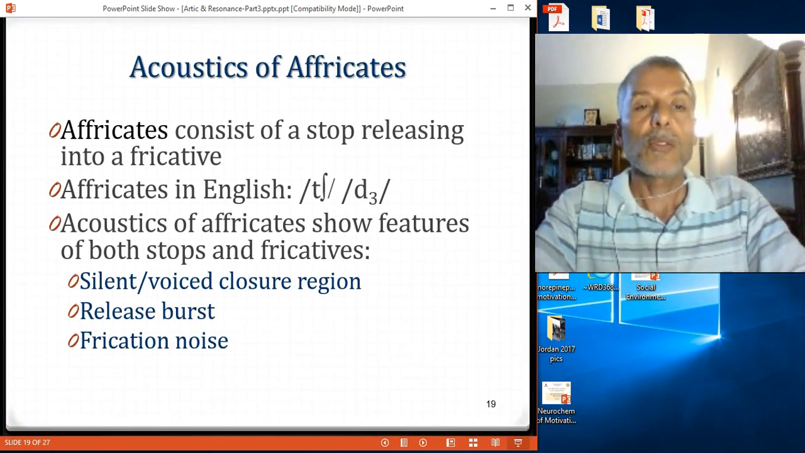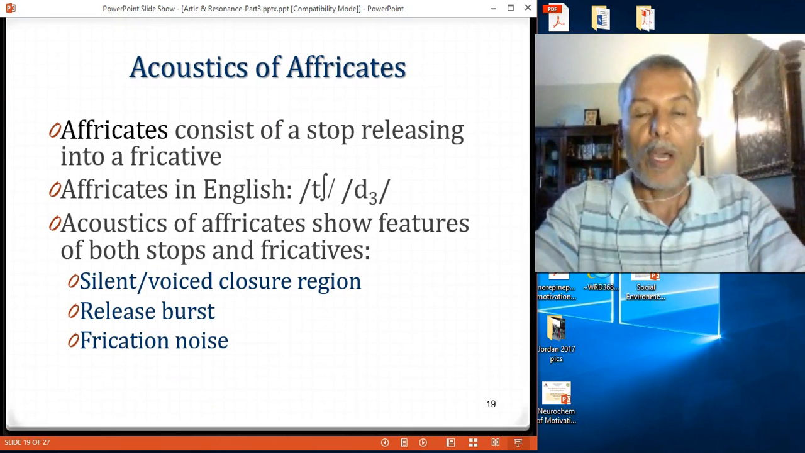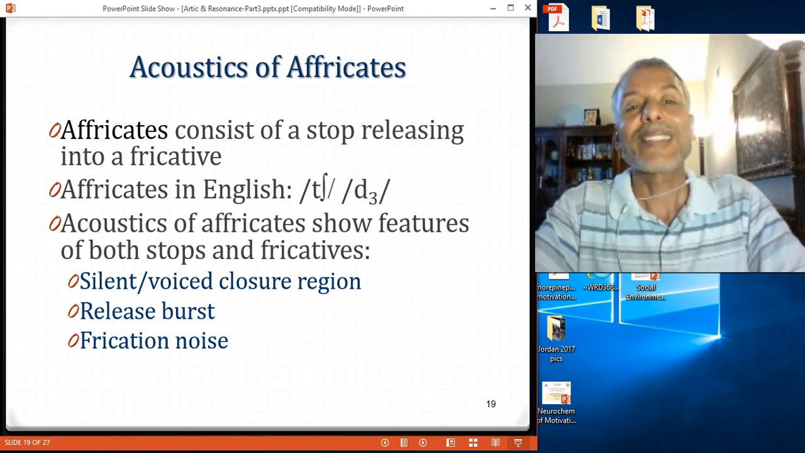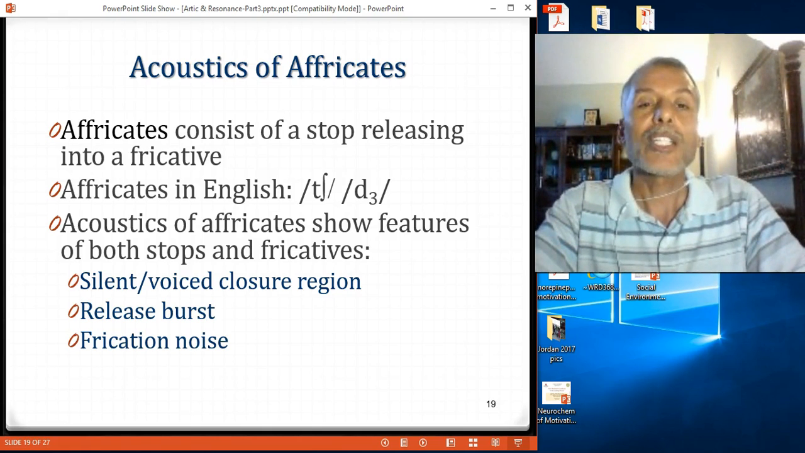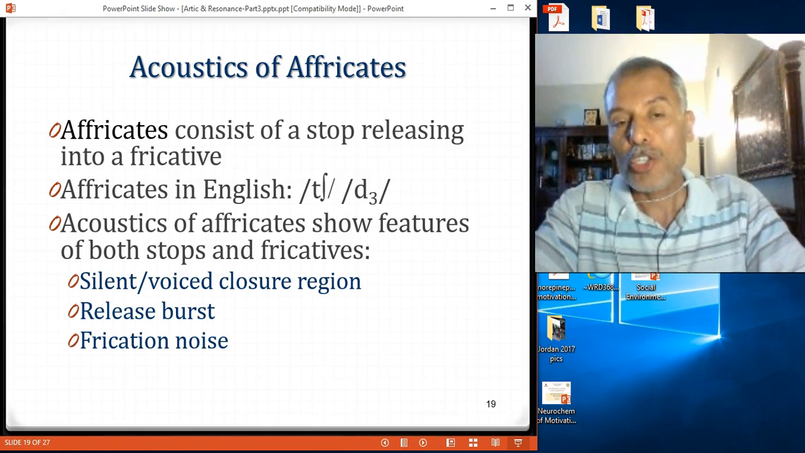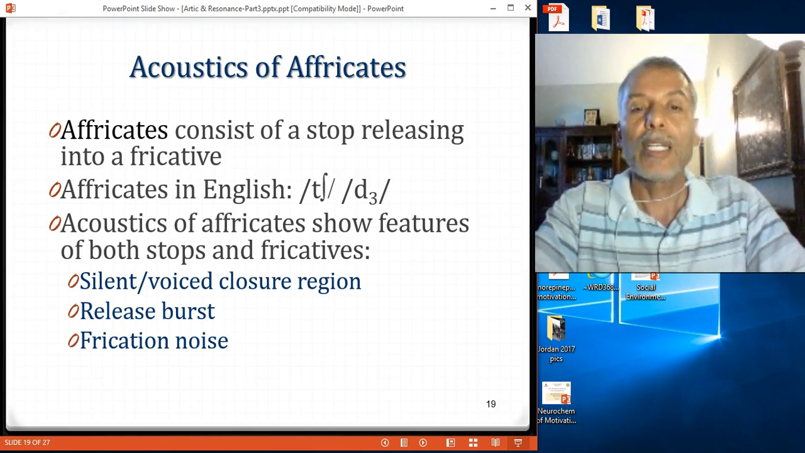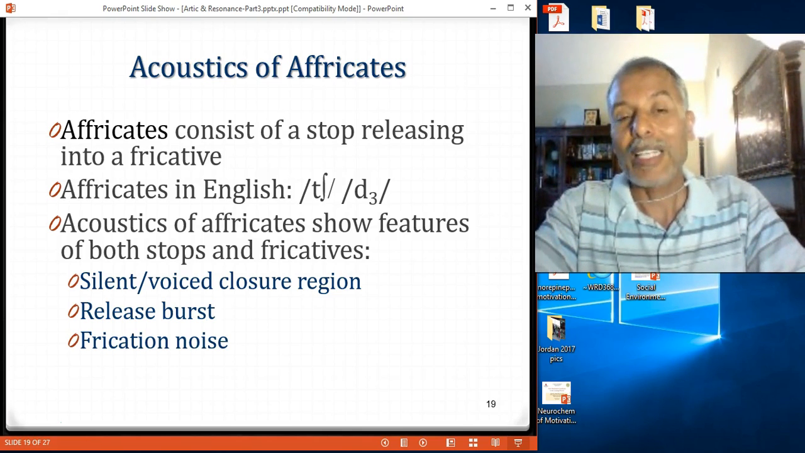The affricate sounds consist of a stop released into a fricative. So a stop like the t is released into a sh. So it will be ch, as in chair or catch. And the j is a voiced stop released into a voiced fricative, so you get the j, as in page or judge.